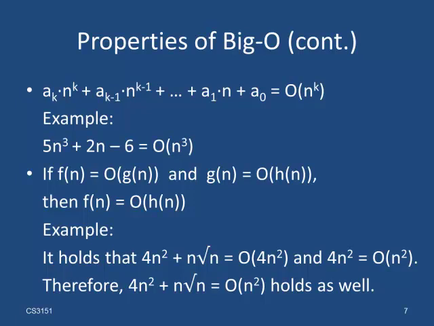In general, a polynomial in n with degree k is O of n to the k. Here's another useful property. If f of n is O of g of n, and g of n is in turn O of h of n, then f of n is O of h of n. For example, it holds that 4n squared plus n times root of n is O of 4n squared, and 4n squared is O of n squared. Therefore, we can conclude that 4n squared plus n times root of n is O of n squared.